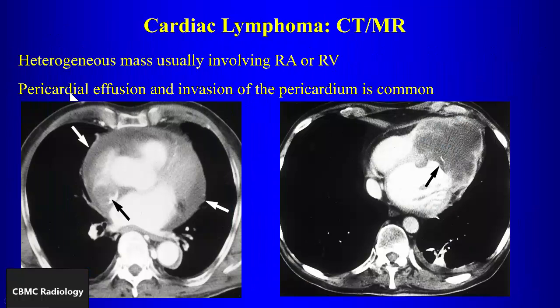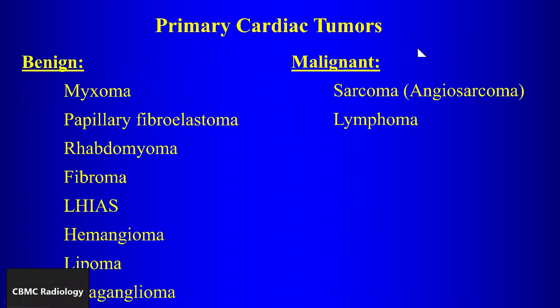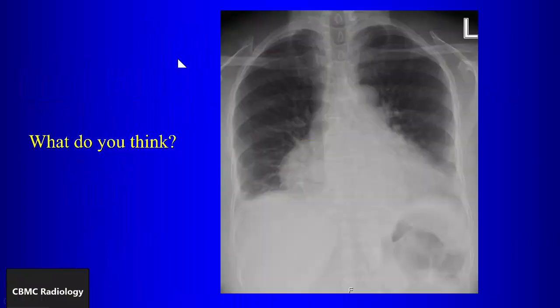So cardiac lymphoma, heterogeneous, right atrium, right ventricle. These also tend to be right-sided. So angiosarcoma might also be in your differential. Again, we always start with metastatic disease, right? Metastatic disease, angiosarcoma, lymphoma. So lymphomas and angiosarcomas tend to be right-sided tumors. So benign tumors, myxoma, papillary fibroelastoma, we've talked about these. We've discussed the malignant tumors also. The finding on the chest radiograph. What's the finding on the chest radiograph?